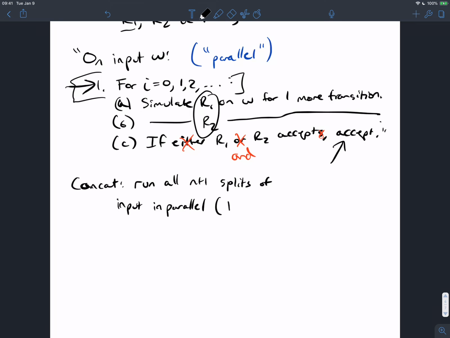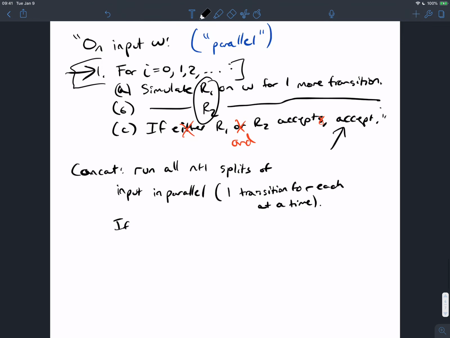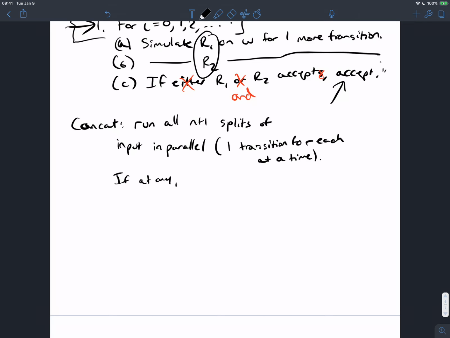So by this we mean, of course, one transition for each at a time. If at any point both pieces are accepted, we accept. Both pieces of some split. Sorry for my atrocious handwriting. I'll try to fix it.